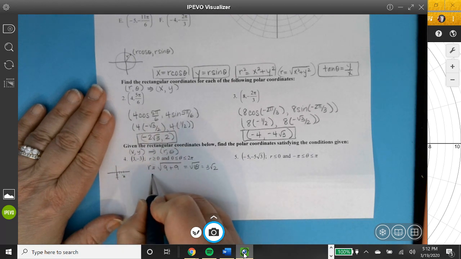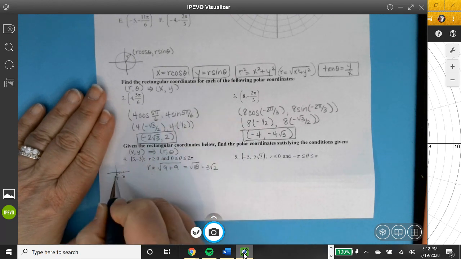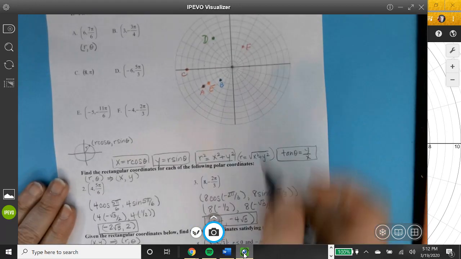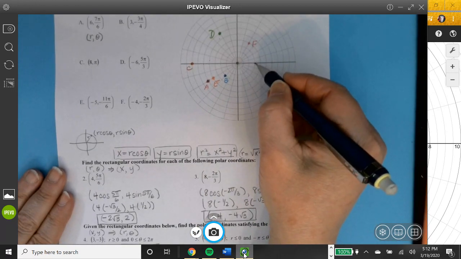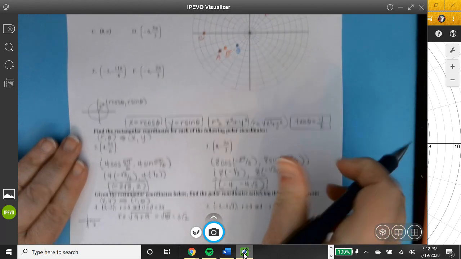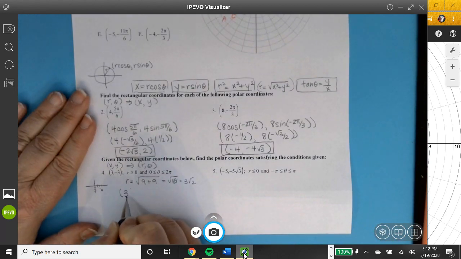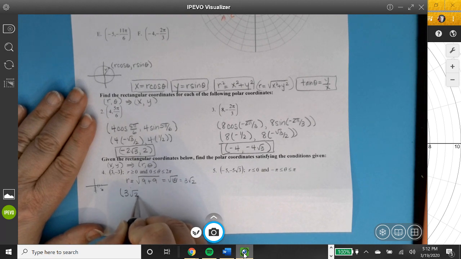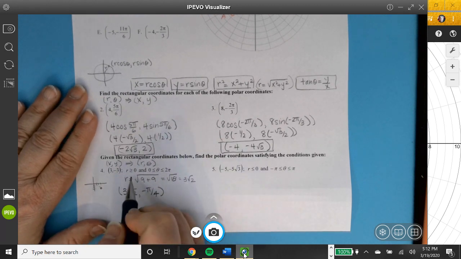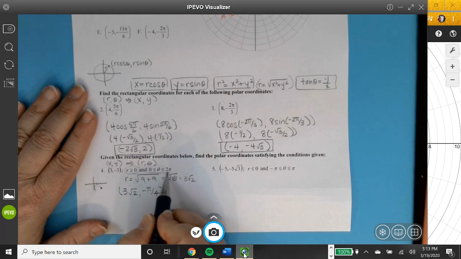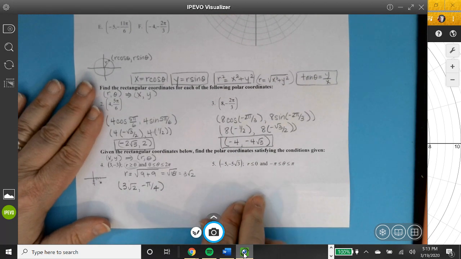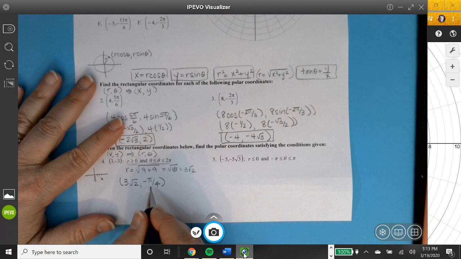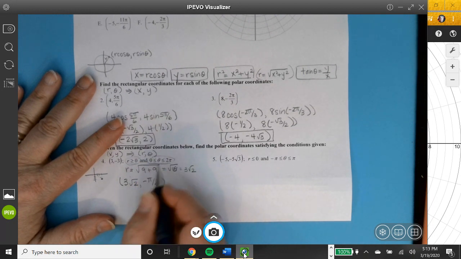So theta can be multiple angles. We could go out radially 3 root 2, and then we could go down pi over 4. So I could name it 3 root 2, negative pi over 4. That would be the easiest one to write. But this one says r is greater than or equal to 0, and theta lies between 0 and 2 pi. So I can't write it in this way, but that's a possibility if I didn't have this restriction. So let's write it another way.